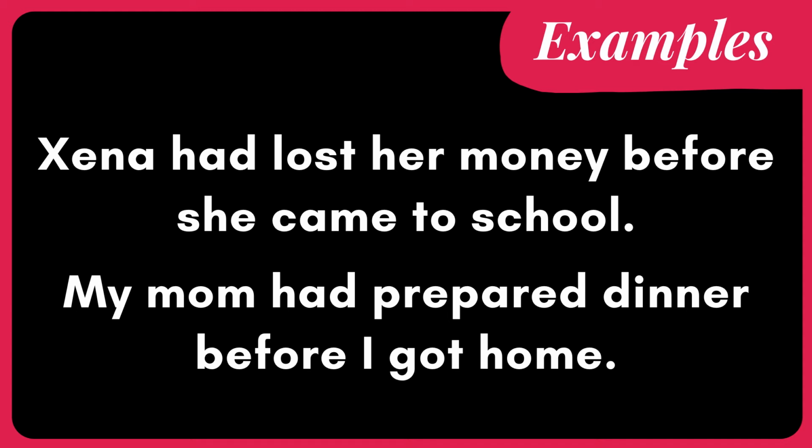In the first sentence, there are two verbs, had lost and came. The first action that happened is lost, so had is partnered with it. It is in past perfect tense, while the other one, came, which is the last action that is completed, is in simple past form. In the second sentence, there are two verbs, had prepared and got. The first action that happened is prepared, so had is partnered with it.